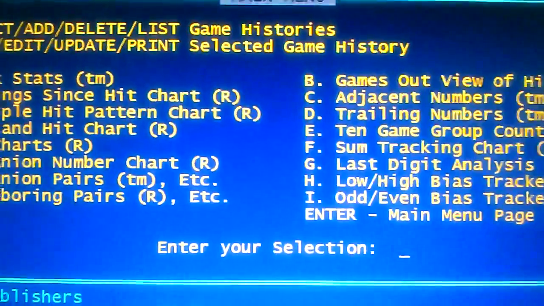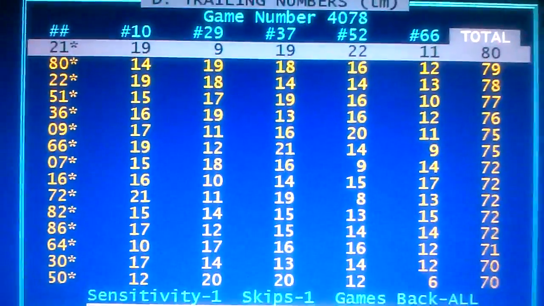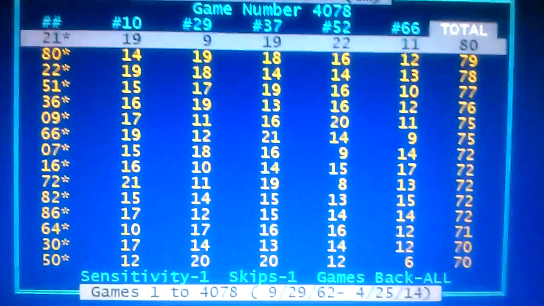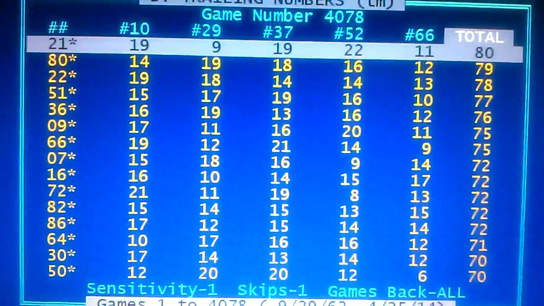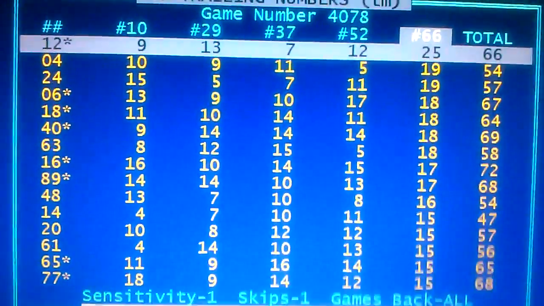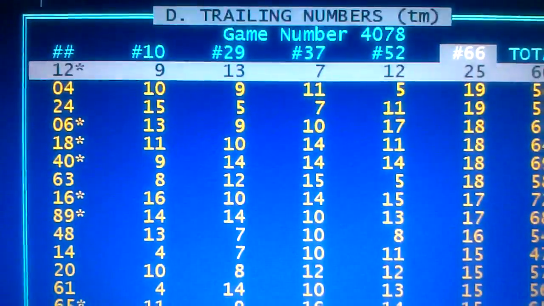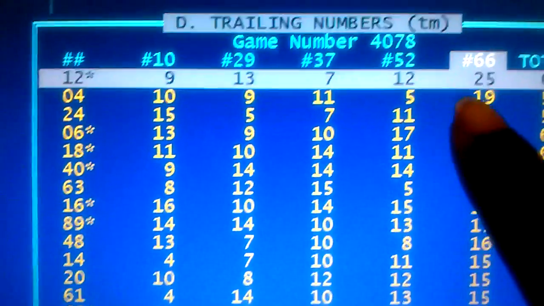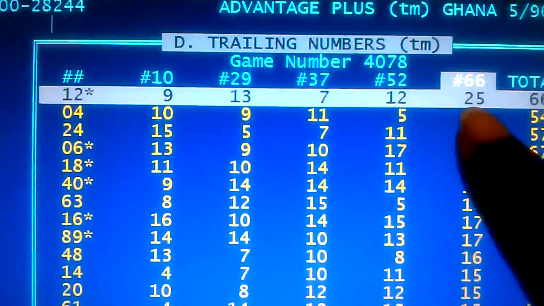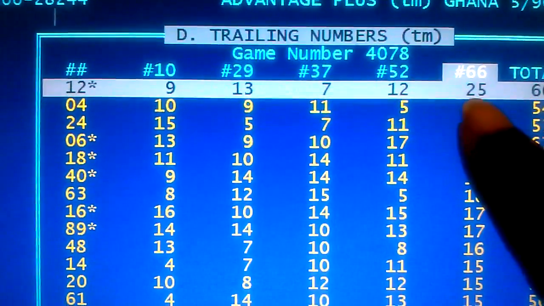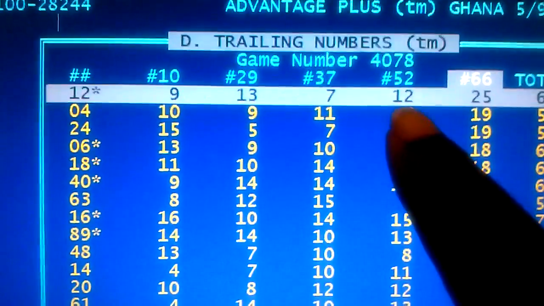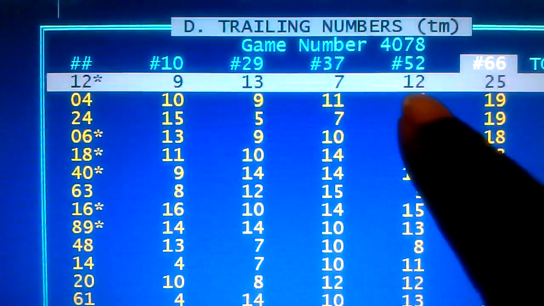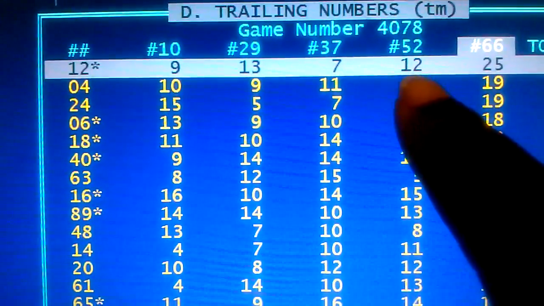We have a trailing number chart. This chart shows you how many times each lottery number has shown up in the next drawing after it hit. Okay, number 66, we see that the lottery number 12 has occurred 25 times after 66 was drawn. We see where lottery number 52, we see the lottery number 12 showed up 12 times.